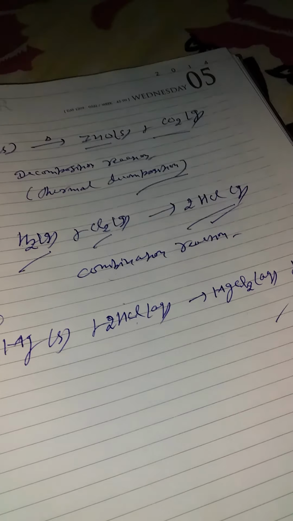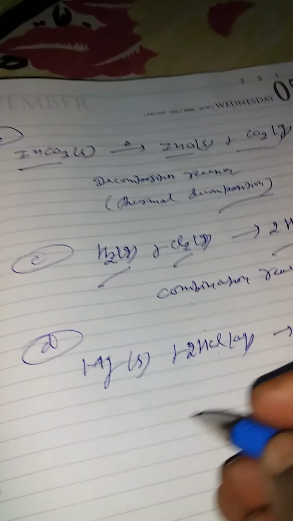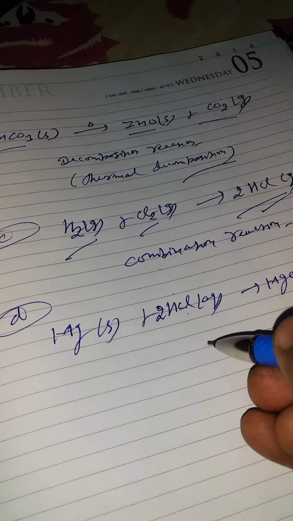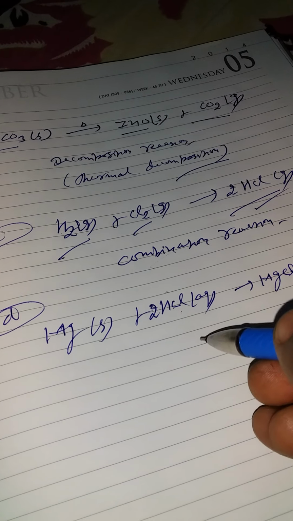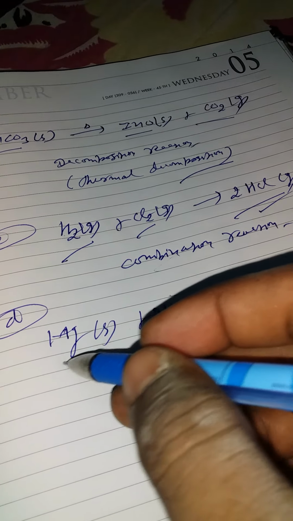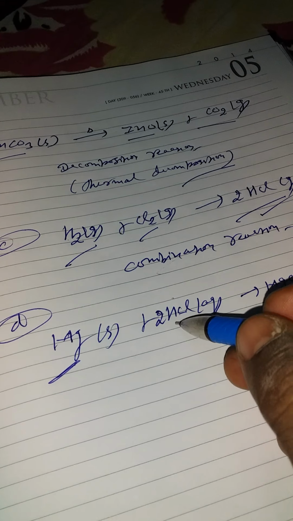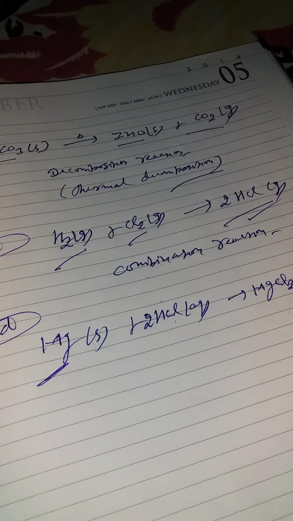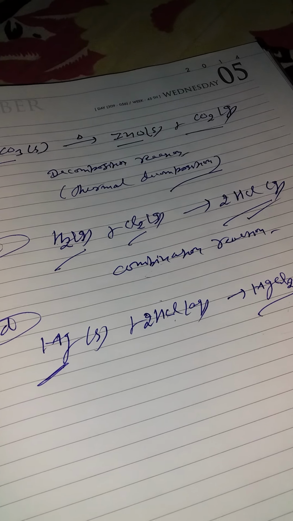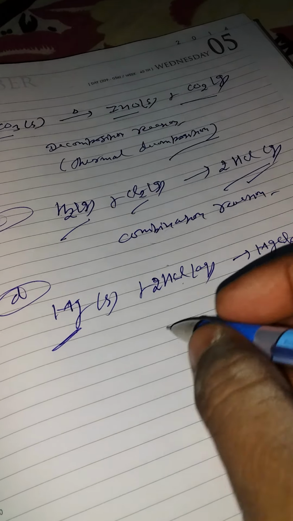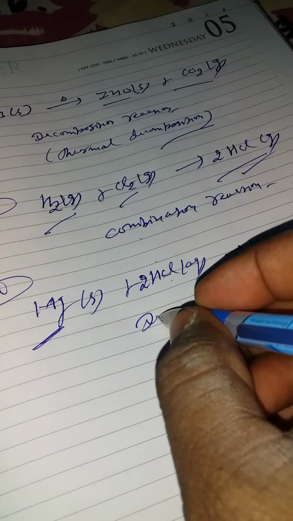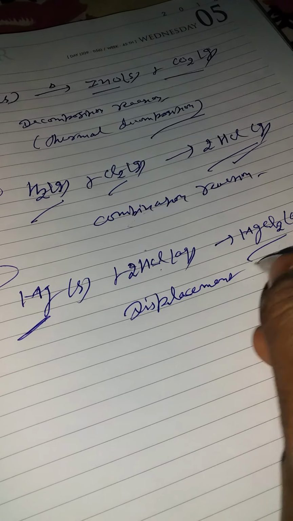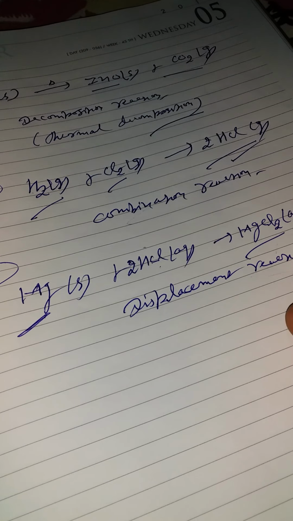Then after this chemical equation is balanced, we have to identify the type of chemical reaction. So here we see that magnesium displaces hydrogen in hydrochloric acid, so it forms a new substance, magnesium chloride. So it is a displacement reaction.